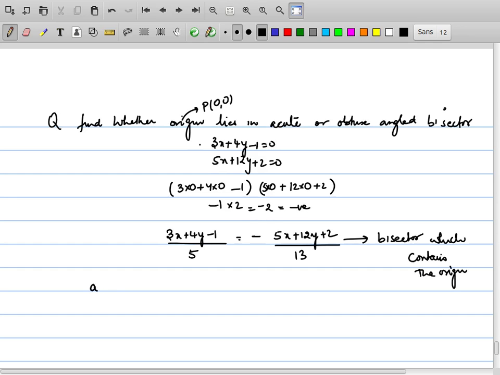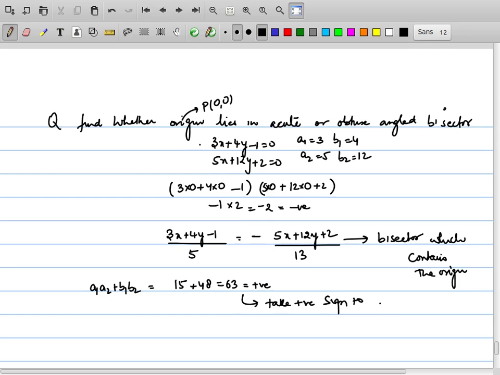Now, we will also find a1a2 plus b1b2 to see which bisector is the obtuse angled bisector and which is the acute angled bisector. What is a1? a1 is 3, b1 is 4, a2 is 5 and b2 is 12. So, a1a2 is 15, b1b2 is 48, which makes 63, and therefore it is positive. Therefore, we will have to take the positive sign to get the obtuse angled bisector. Therefore, we will have to take the negative sign to get the acute angled bisector.